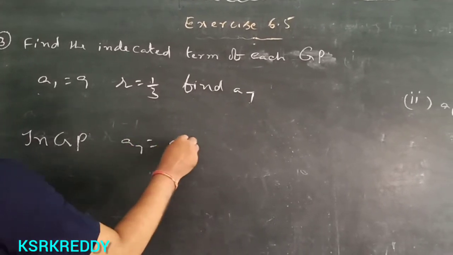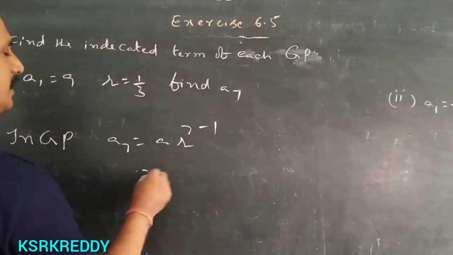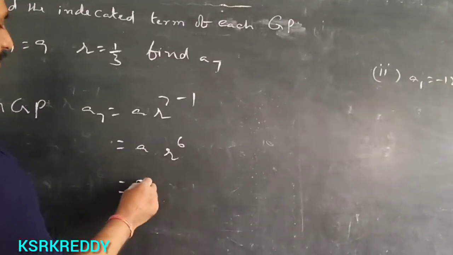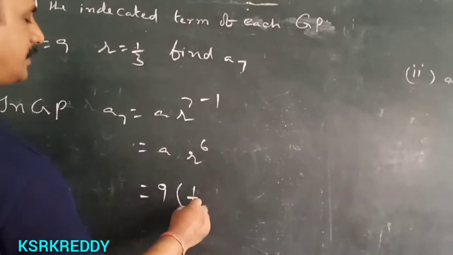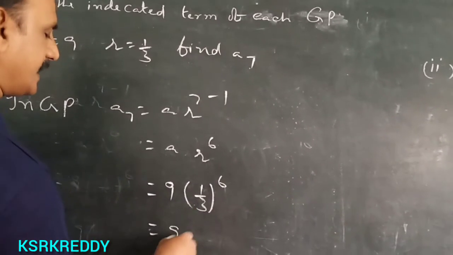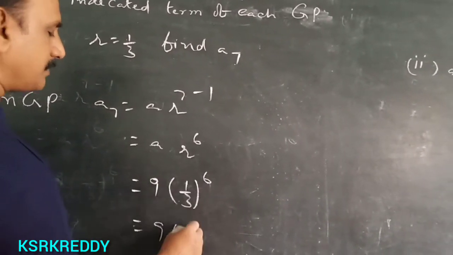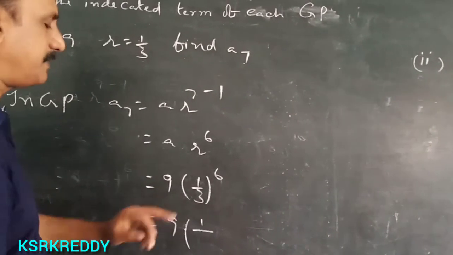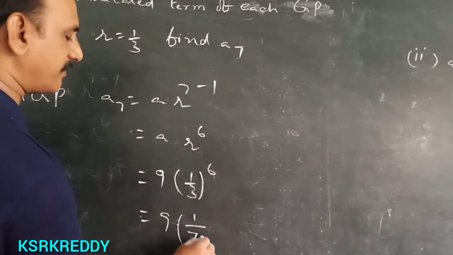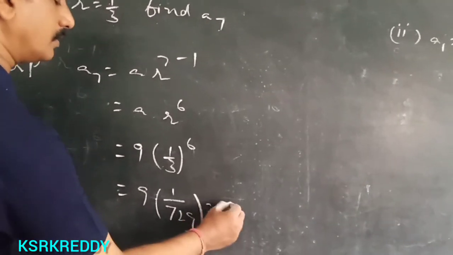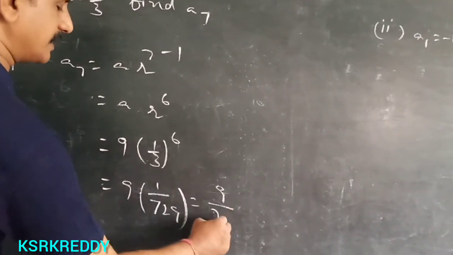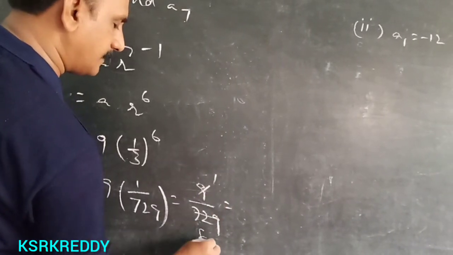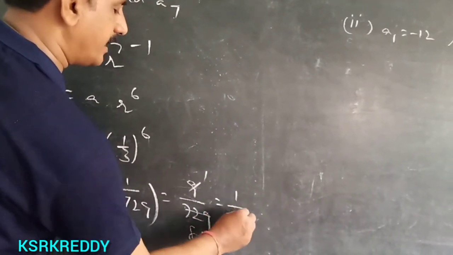a7 is equal to a into r to the power of 7 minus 1, a into r to the power of 6. The a value is 9, into r, 1 by 3 to the power of 6. So 9 into 1 to the power of 6, which is 1, over 3 to the power of 6. 3 multiplied 6 times equals 729. That equals 9 by 729, which is 1 by 81.